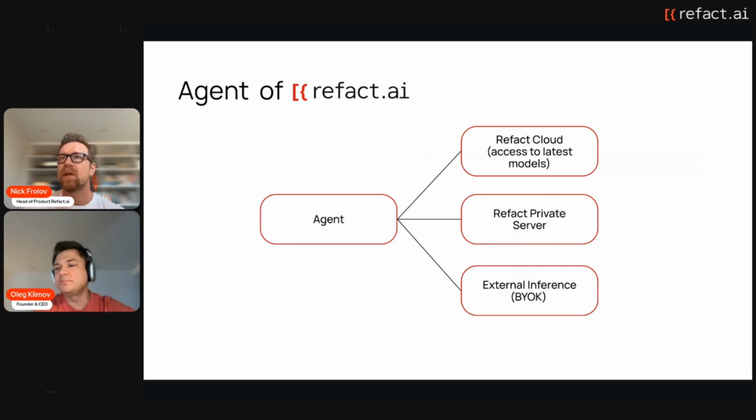The agentic part, right? The part which actually does the main work. It can either work with inference models and knowledge base in our cloud. It can work with a private server, whether open source self-hosted or for enterprises. And then we also support bring your own key, using external inference there.